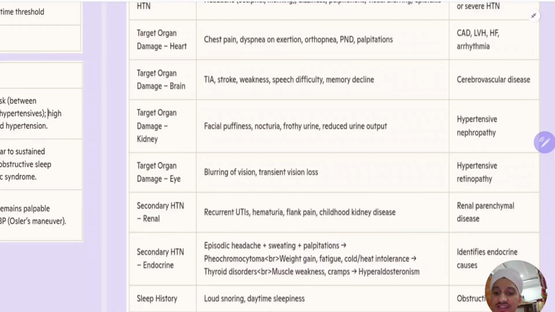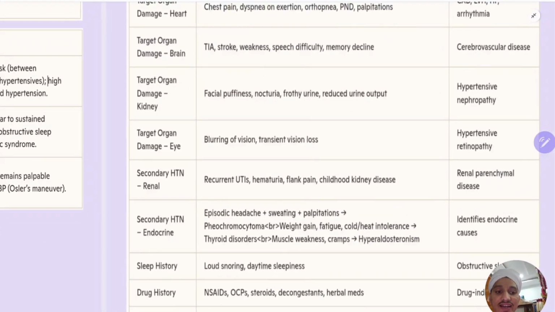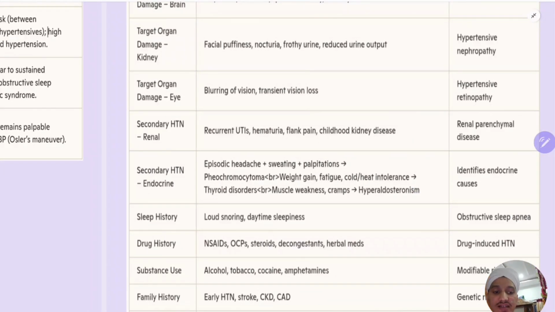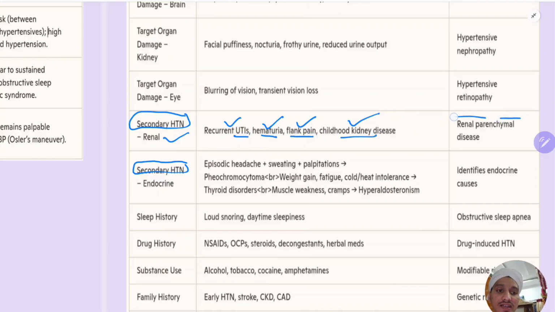Now you should ask questions to exclude secondary hypertension in these patients. For secondary hypertension, I said renal and endocrine are most important. For renal, you should ask for any history of recurrent urinary tract infections, cola colored or reddish urine, flank pain, kidney stone disease, and childhood kidney disease. All these you should ask. Urinary tract infection, blood in urine, flank pain, stone disease, and childhood kidney disease all indicate renal parenchymal disease.